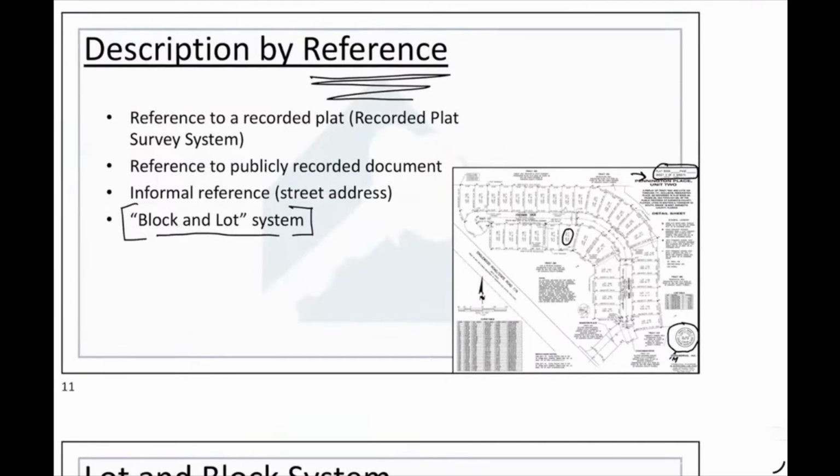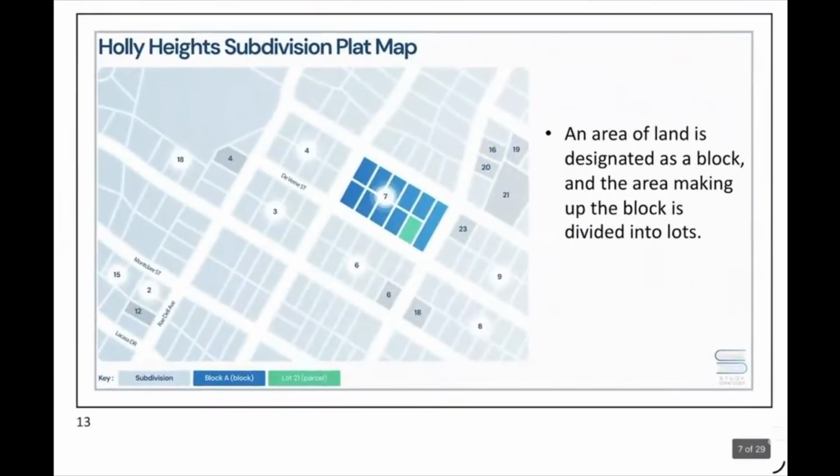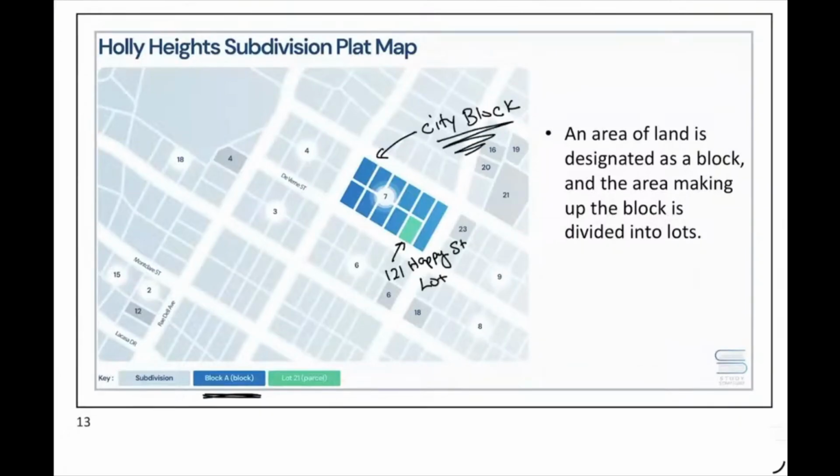what you would see, especially if you've ever been in a neighborhood that was older in a city where you have city blocks and then you have a house on a block. Well, you see here the dark blue is a block. This would be a city block. And then this would be maybe 121 Happy Street. That's a lot in this particular city block.